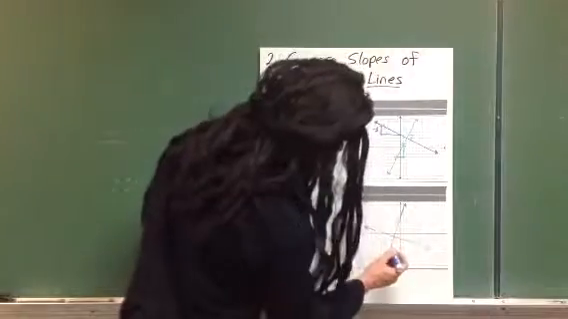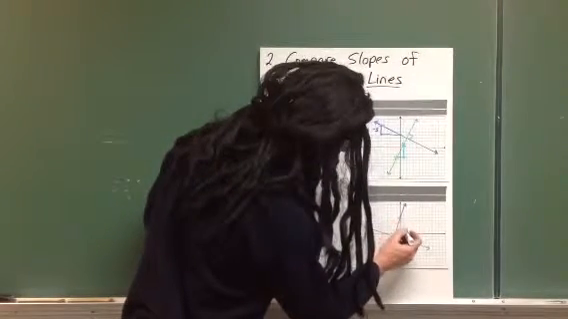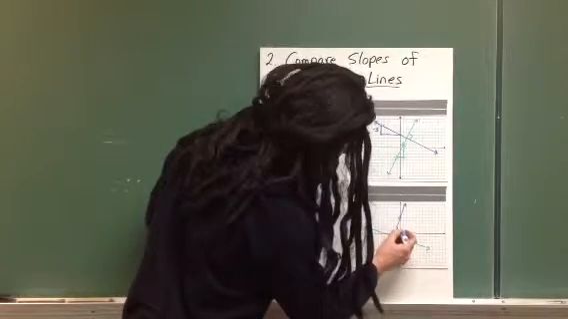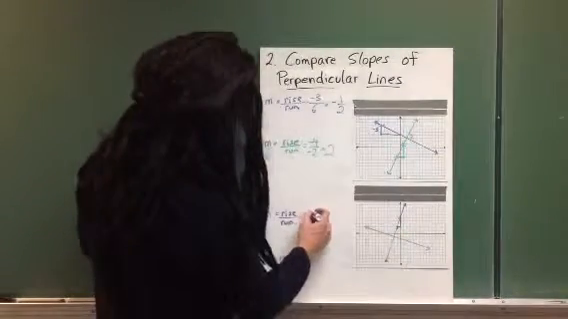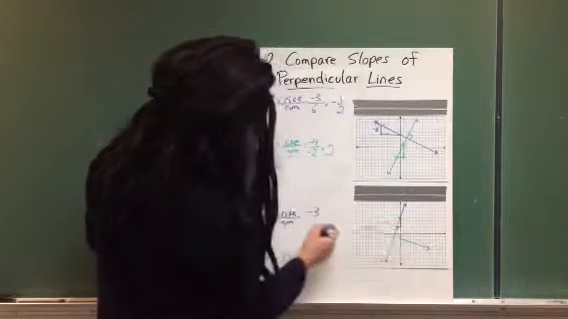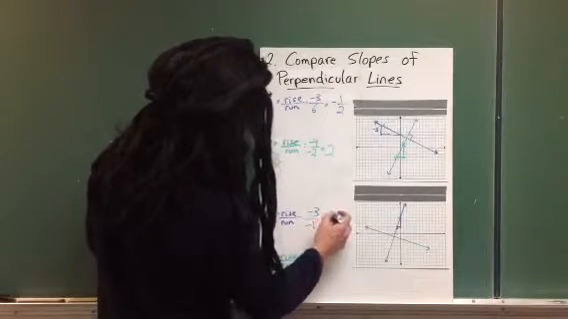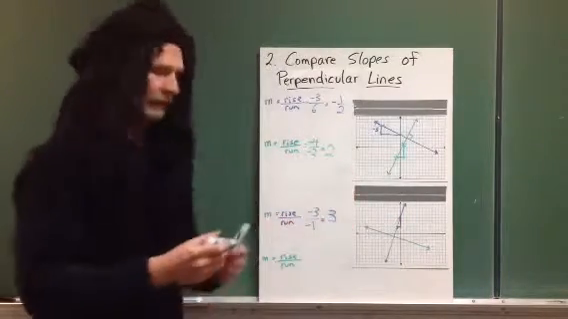This one here. If I go from here to say here, we have a drop of 3 and to the left, 1. So that has a slope of 3, a pretty steep line.